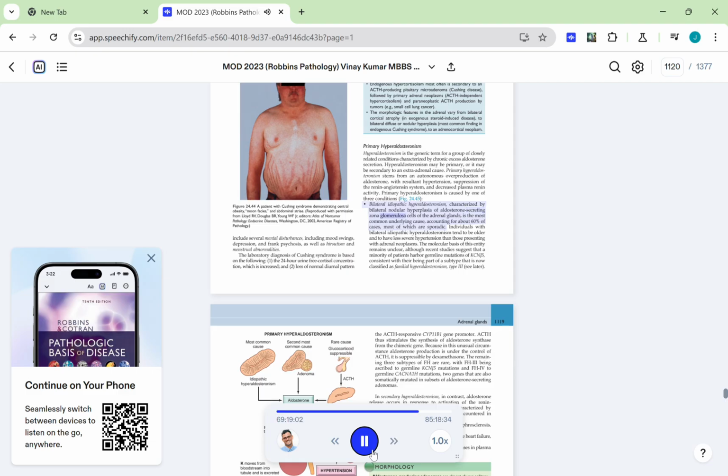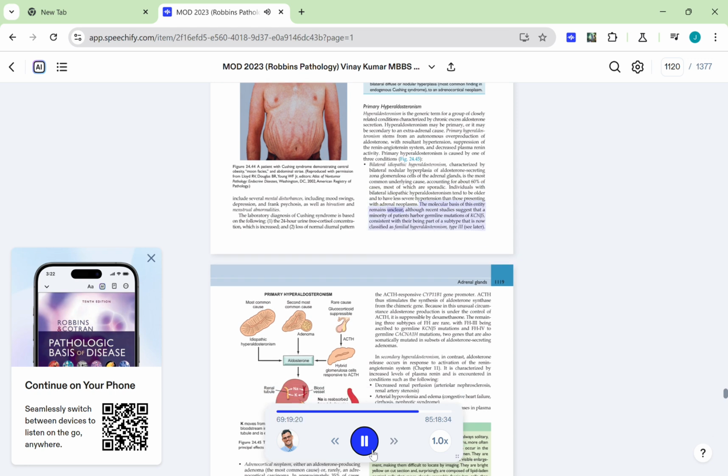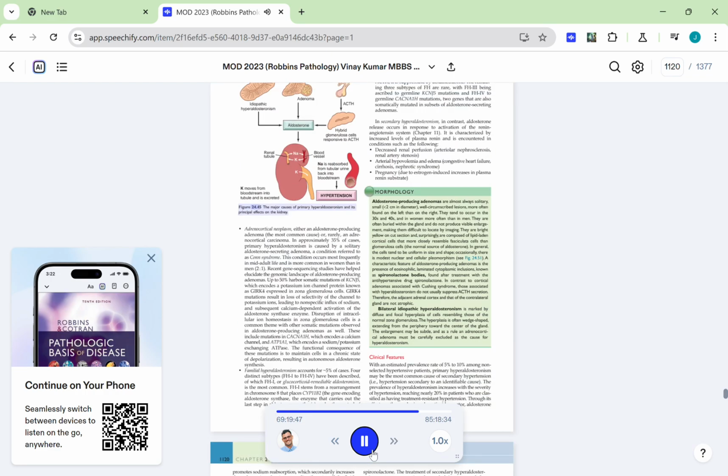aldosterone-secreting zona glomerulosa cells of the adrenal glands, is the most common underlying cause, accounting for about 60% of cases, most of which are sporadic. Individuals with bilateral idiopathic hyperaldosteronism tend to be older and to have less severe hypertension than those presenting with adrenal neoplasms. The molecular basis of this entity remains unclear, although recent studies suggest that a minority of patients harbor germline mutations of KCNJ5, consistent with their being part of a subtype that is now classified as familial hyperaldosteronism, type 3. Figure 24.45. The major causes of primary hyperaldosteronism and its principal effects on the kidney.